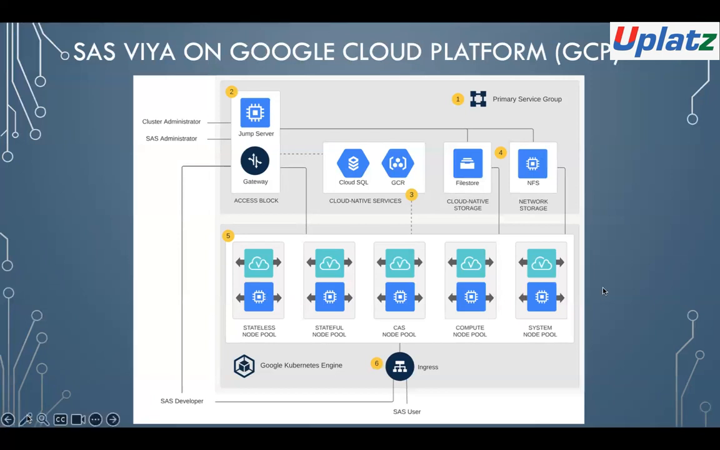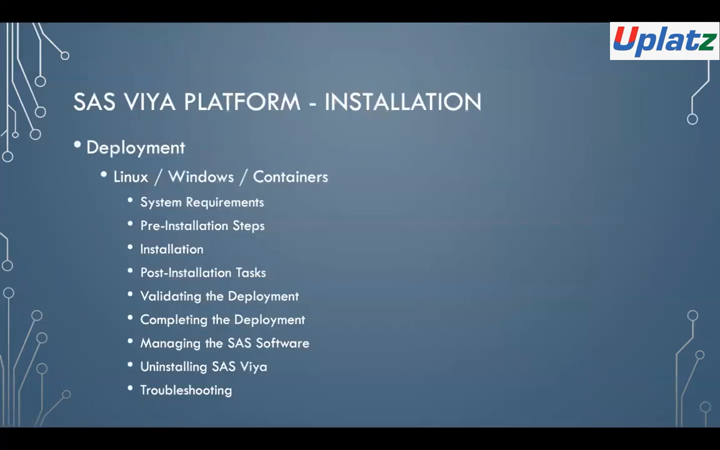So with these different types of architectures, we are now aware of how the setup is done, and let's start with the SaaS platform installation. To start with the SaaS Viya platform installation, you need to know the deployment part, right? Which is common for either a Linux machine, Windows machine, or containerized setup.